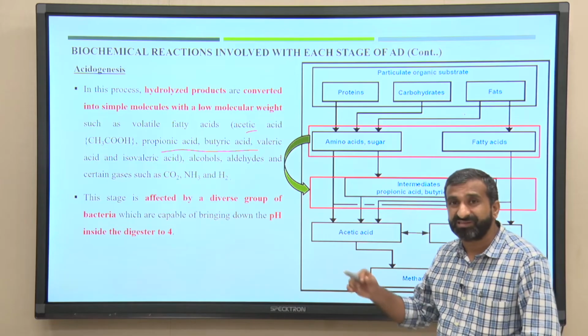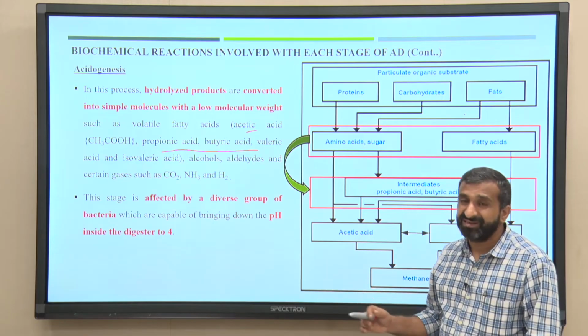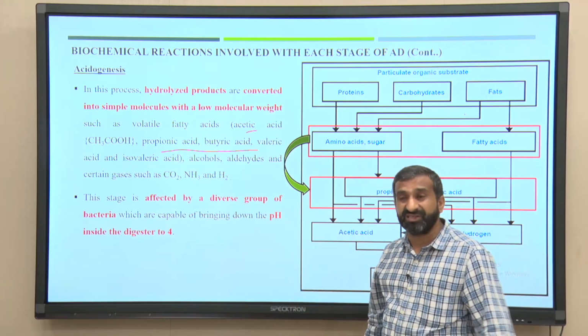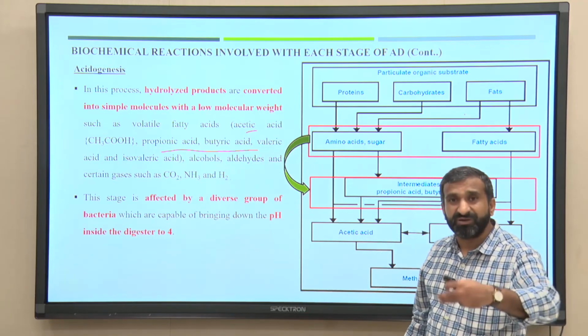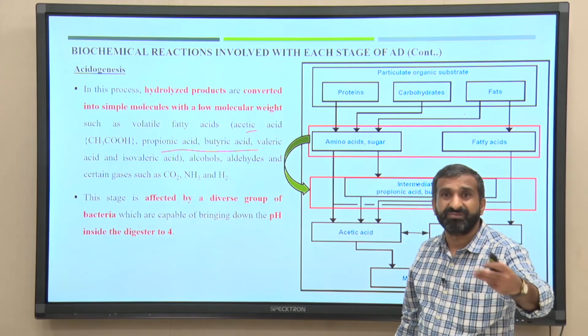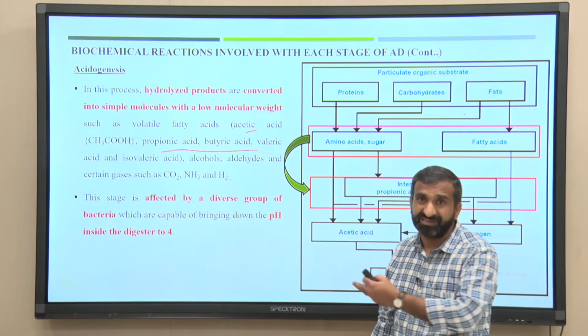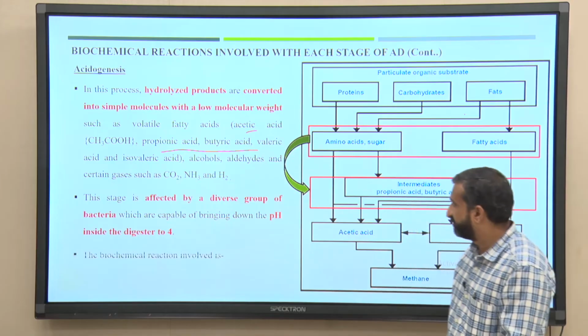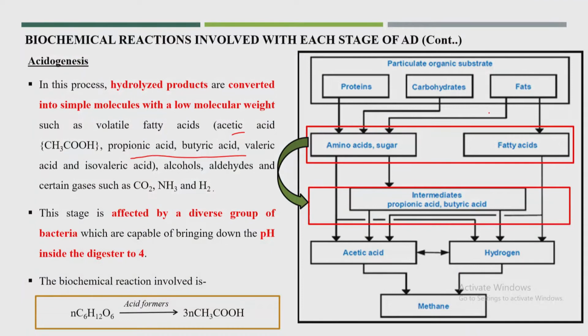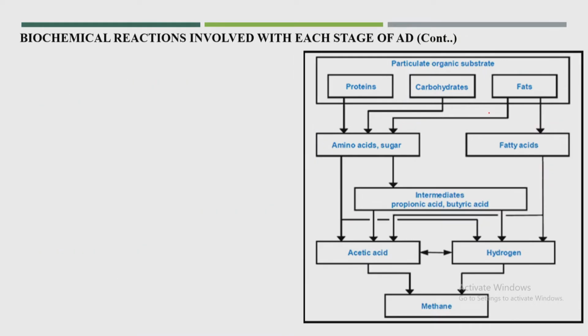Now the problem: once the pH is acidic, it is very difficult to produce methane gas in such a condition, or there won't be a possibility of growth of methanogenic bacteria or methane forming bacteria at this low pH. So, what biochemical reaction is involved? The acid formers, and finally, it will convert into the fatty acids.